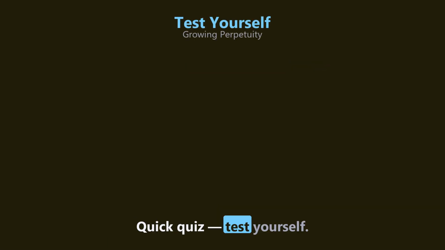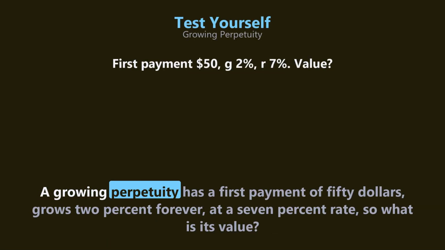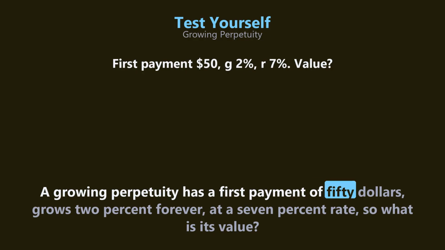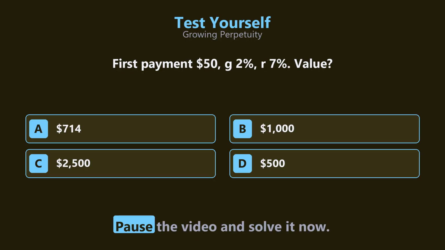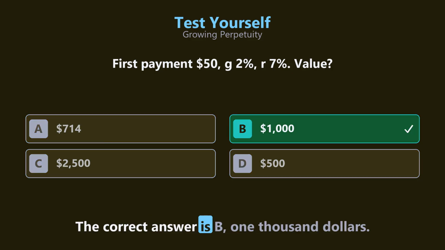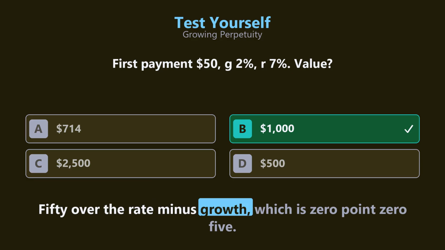Quick quiz, test yourself. A growing perpetuity has a first payment of $50, grows 2% forever, at a 7% rate, so what is its value? Here are your 4 options. Pause the video and solve it now. The correct answer is B, $1,000. 50 over the rate minus growth, which is 0.05.